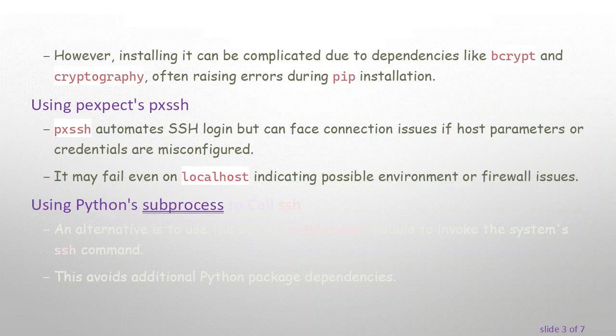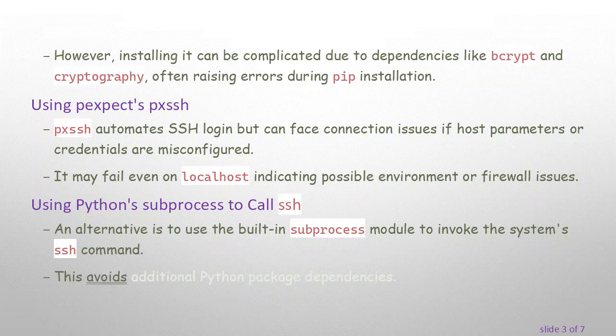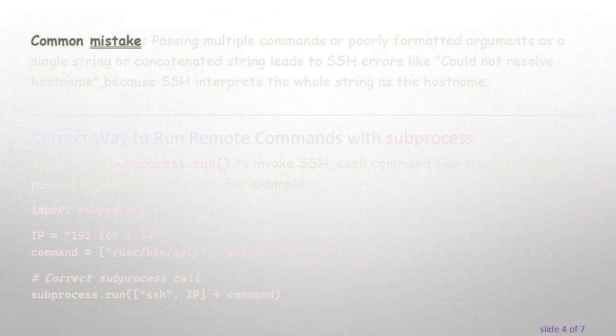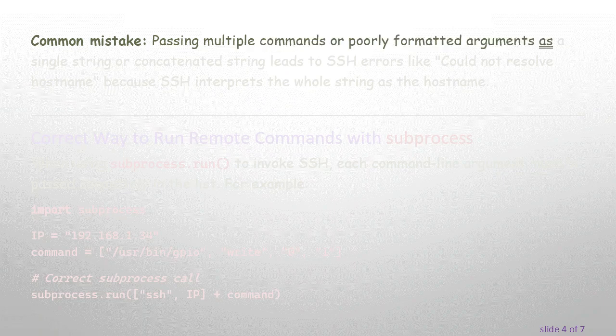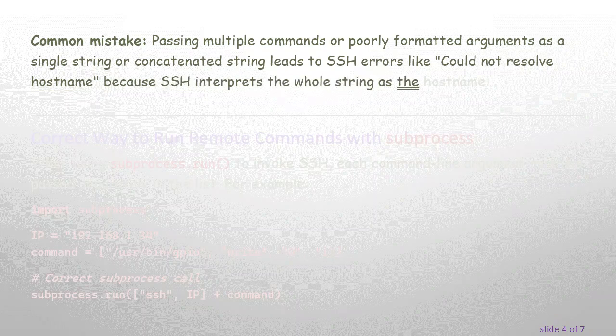Using Python's subprocess to call SSH. An alternative is to use the built-in subprocess module to invoke the system's SSH command. This avoids additional Python package dependencies. Common mistake: passing multiple commands or poorly formatted arguments as a single string or concatenated string leads to SSH errors like could not resolve hostname, because SSH interprets the whole string as the hostname.